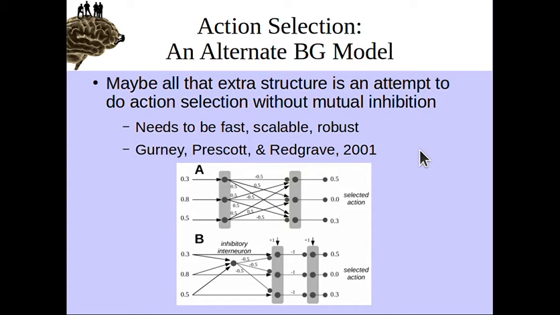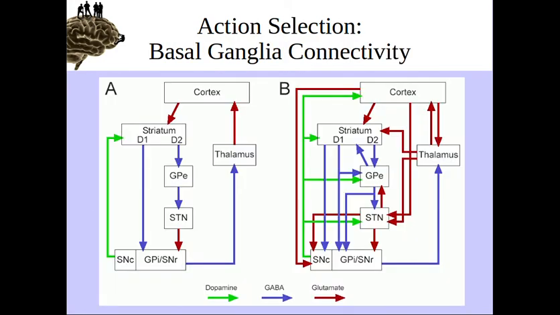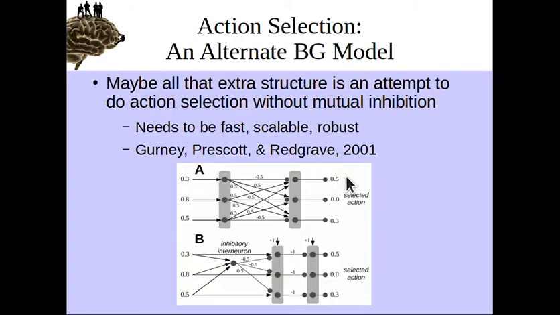There's another line of reasoning saying, okay, well, hold on a second. Maybe what this extra structure is doing is a recognition that this mutual inhibition thing, this winner-take-all thing, is going to be kind of difficult. And maybe what we're trying to do, with the rest of this structure, is winner-take-all without that mutual inhibition approach, in a way that's fast, scalable, and robust. This is work out of the Redgrave lab, 2001. It's been built on since then.